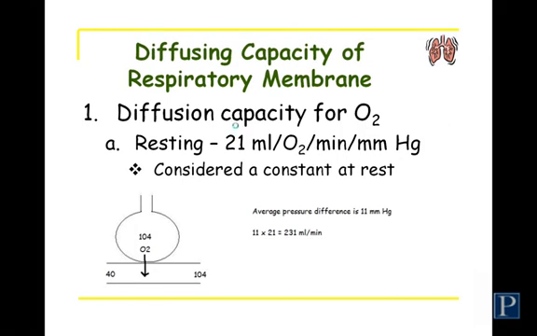Now, another concept that I want to discuss is the diffusing capacity for the respiratory membrane. I'm going to tell you, diffusing capacity is really good. And we're going to talk about it for oxygen and CO2. So we're talking about how much oxygen or CO2 can move across the membrane per minute for every millimeter of mercury pressure difference. So if we talk about diffusing capacity for oxygen, at rest, this is a number to put in the back of your head. At rest, about 21 mils of oxygen will move across that respiratory membrane per minute for every millimeter of mercury pressure difference.